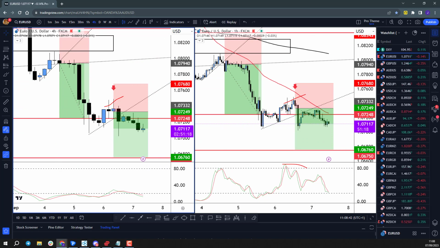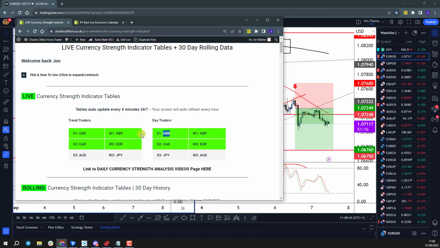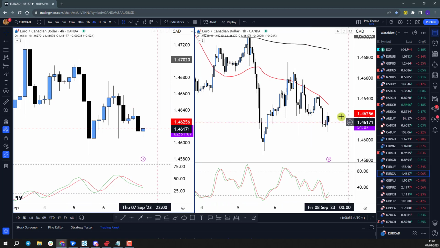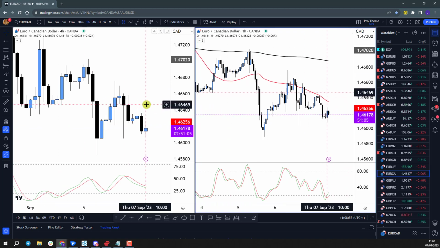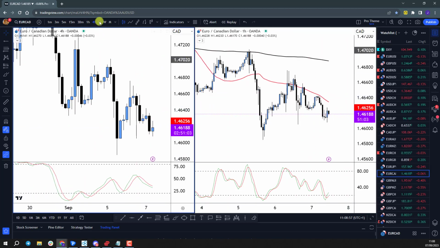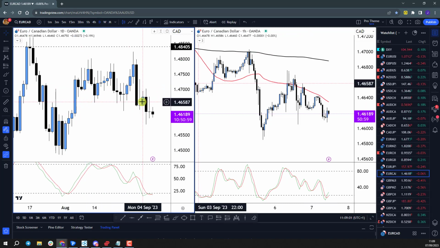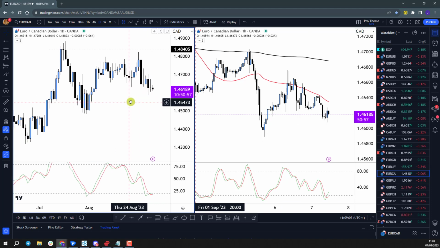Going back into those tables, you can see that CAD is also a strong currency. So let's go take a look at Euro CAD. I haven't actually looked at Euro CAD, to be honest, going into today's session. But what can we tell from EuroCAD? So I'm just going to go up into our daily time frame here. Just get rid of some of these tools. Now, what is going on here?